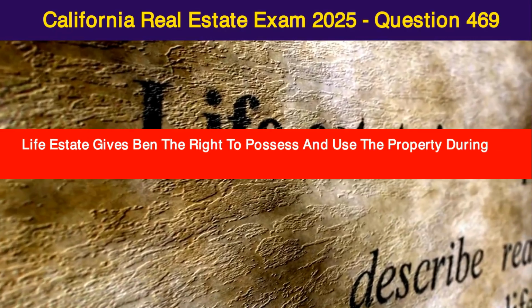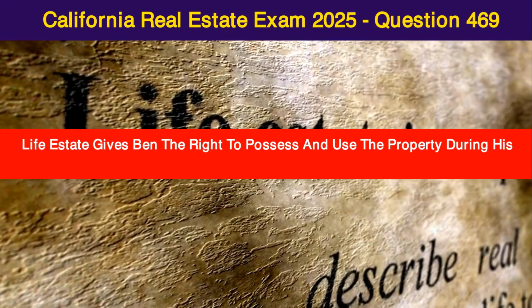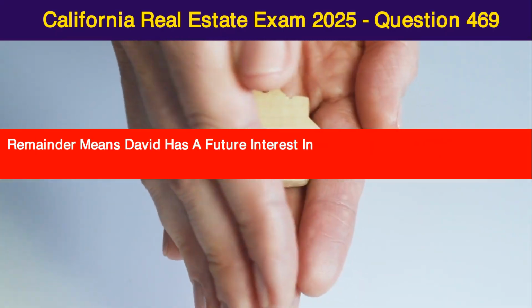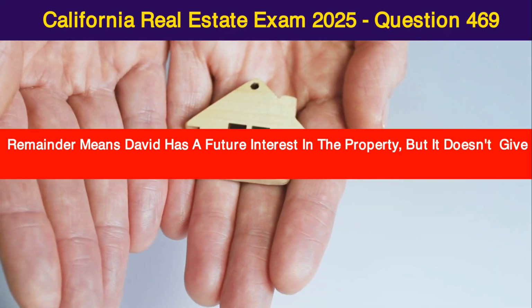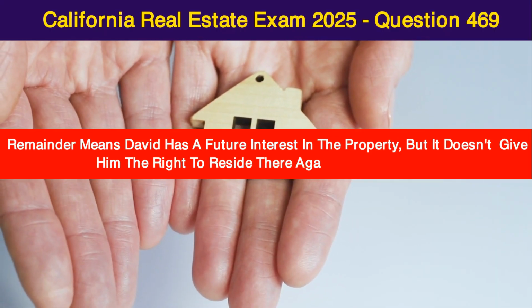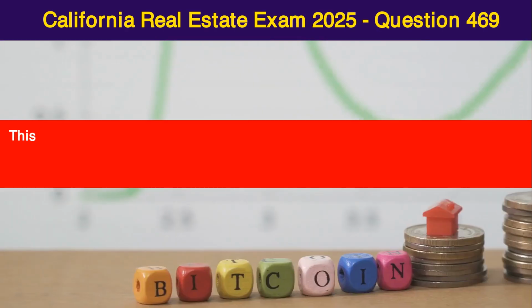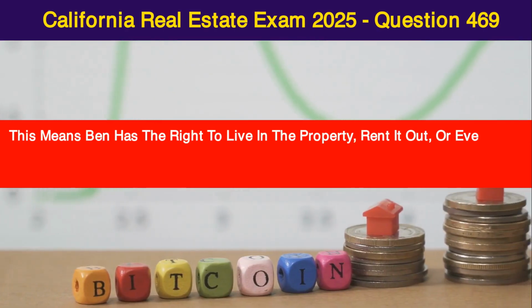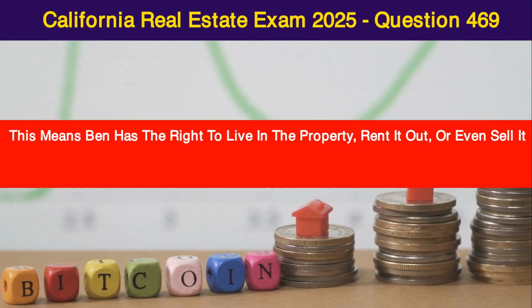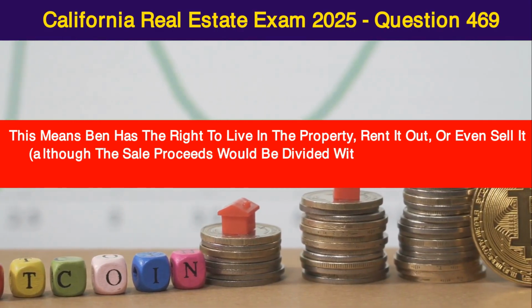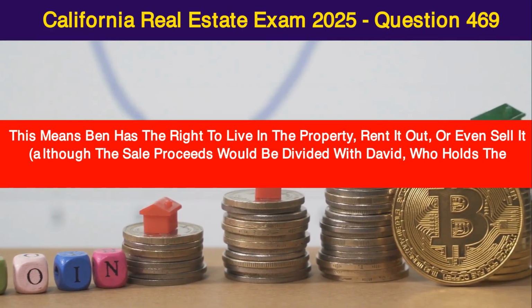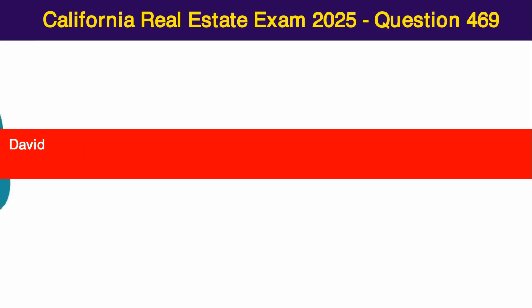Life estate gives Ben the right to possess and use the property during his lifetime. Remainder means David has a future interest in the property, but it doesn't give him the right to reside there against Ben's wishes. This means Ben has the right to live in the property, rent it out, or even sell it, although the sale proceeds would be divided with David, who holds the remainder interest.